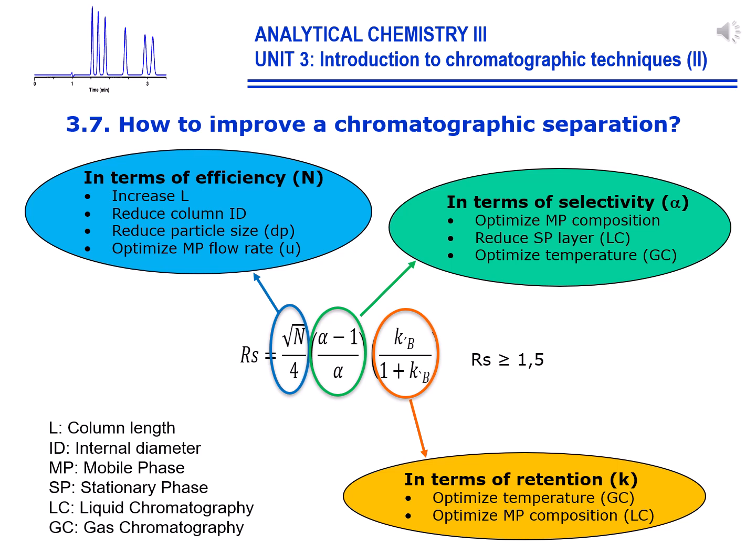Finally, we can also improve a chromatography separation in terms of retention, K. Increasing the retention of the compounds could improve the resolution. However, there is a practical limit to which it's possible to increase the retention factor, because if retention times get too high, the peaks get too wide. Increasing the retention of a compound can be done by lowering the temperature in gas chromatography, or by changing the composition of the mobile phase in liquid chromatography to increase the affinity of the compounds for the stationary phase.